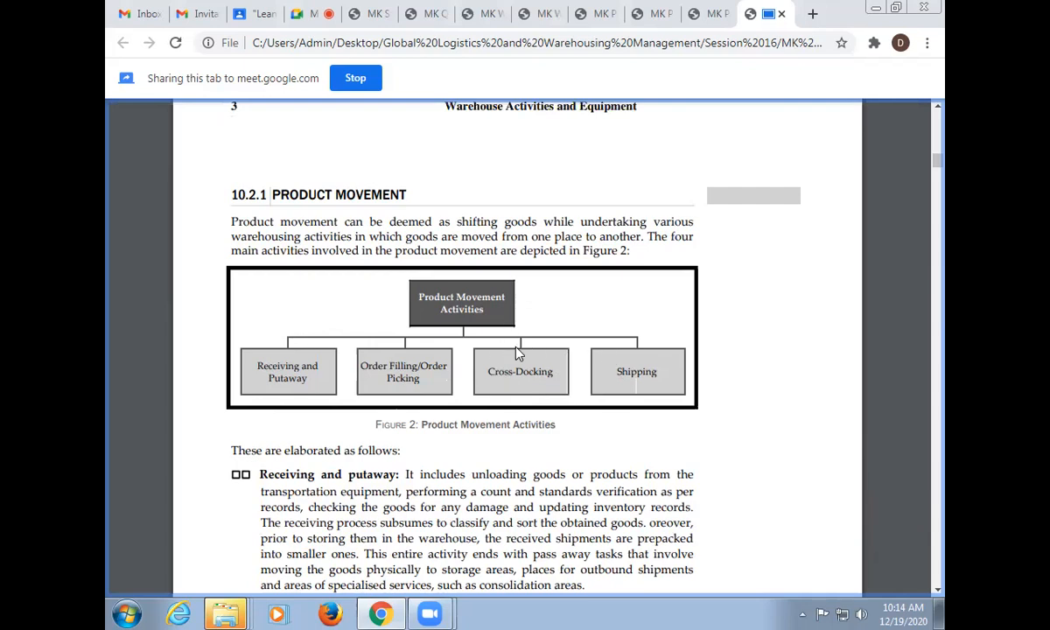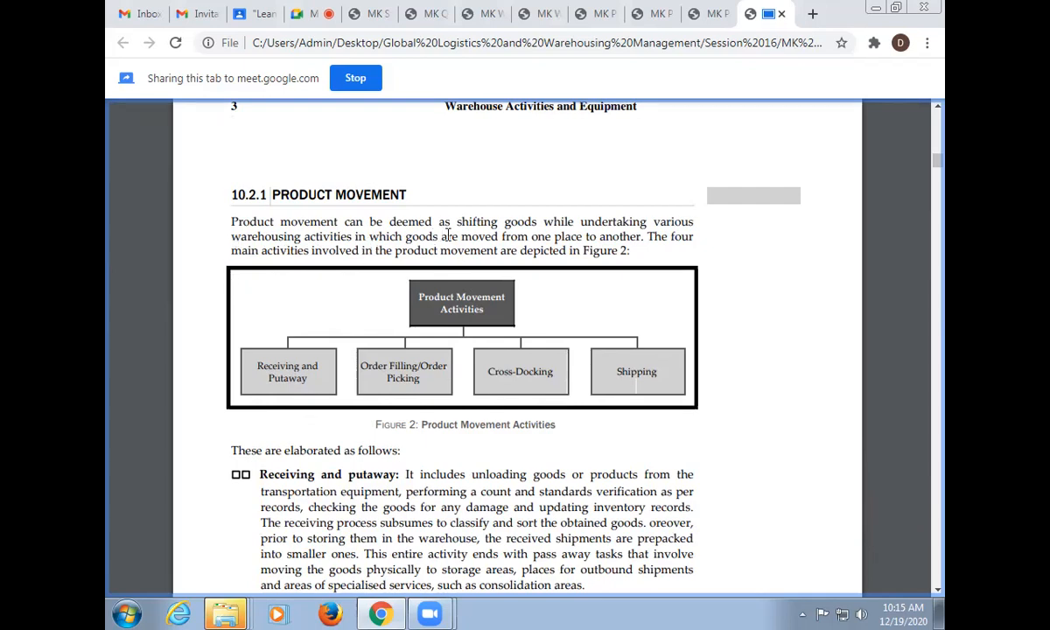Cross-docking is given in your syllabus. Order filling, order picking. This is given in your syllabus. Receiving and the putaway. This is given in your syllabus. These are the important product movement activities in the case of the warehouse.